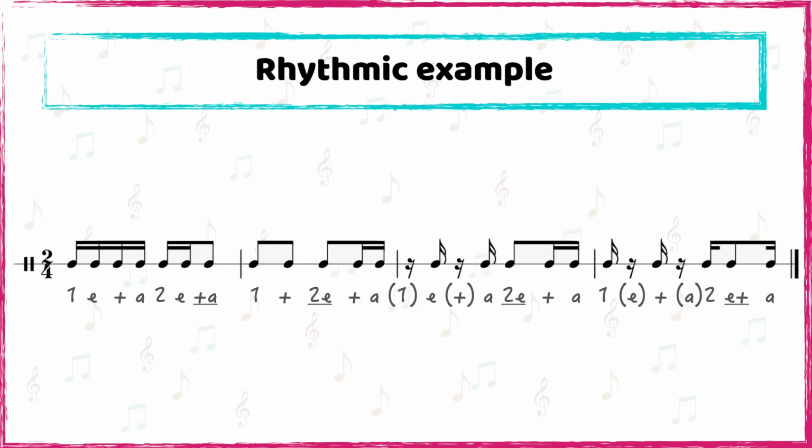Let's now clap this rhythm in a very slow tempo while counting it out loud. I will count in one measure before we start. Ready? 1 E and a, 2 E and a, 1 E and a, 2 E and a, 1 and 2 E and a, 1 E and a, 2 E and a, 1 E and a, 2 E and a.